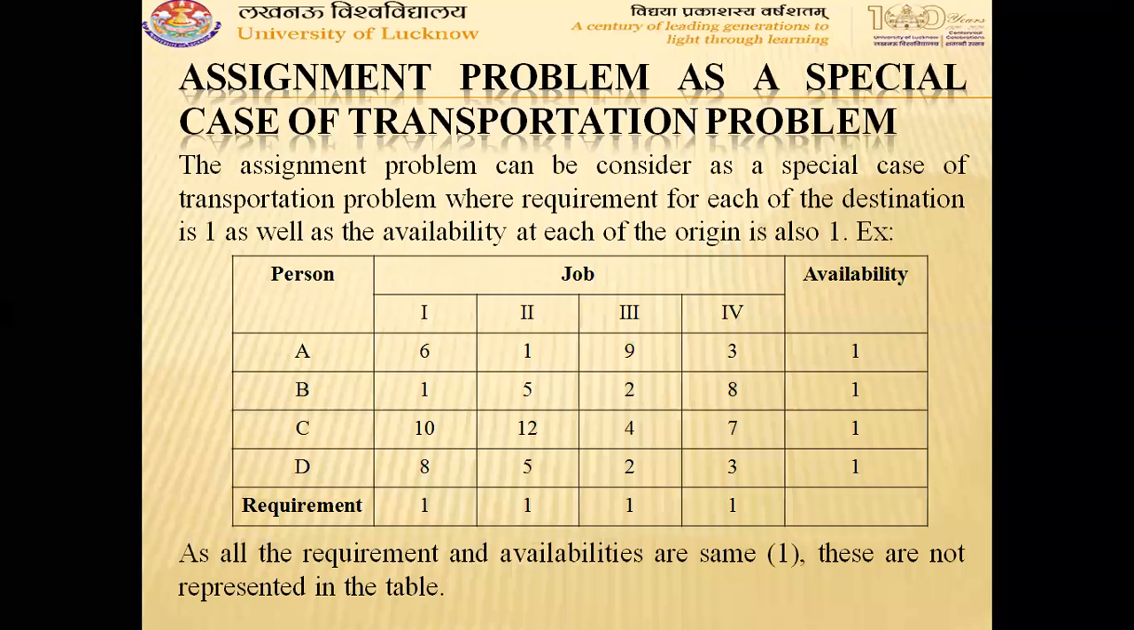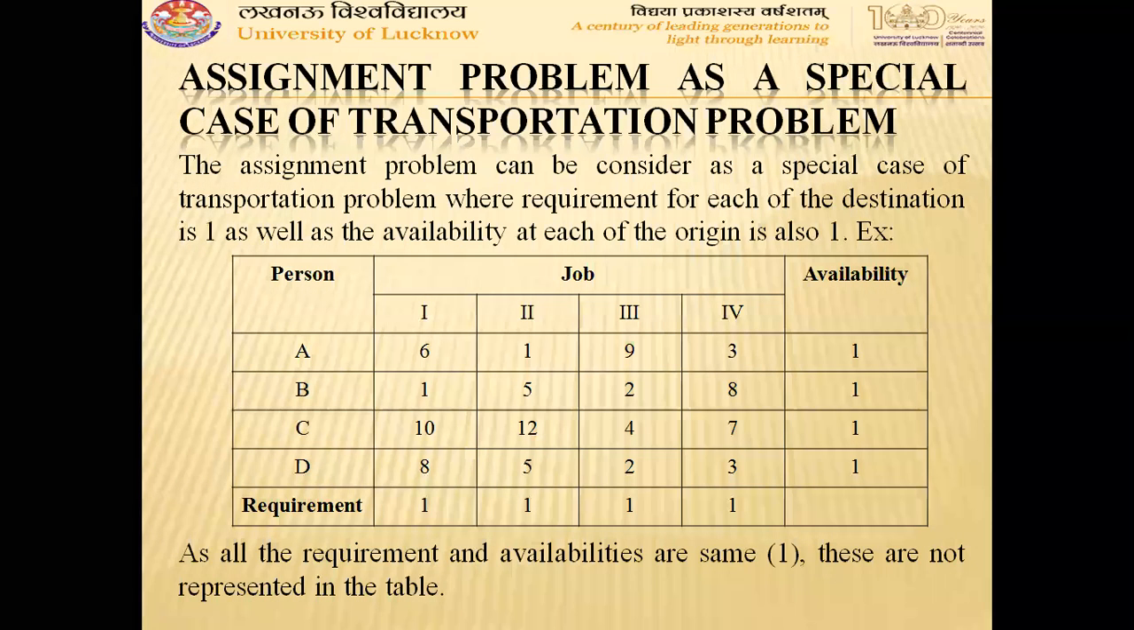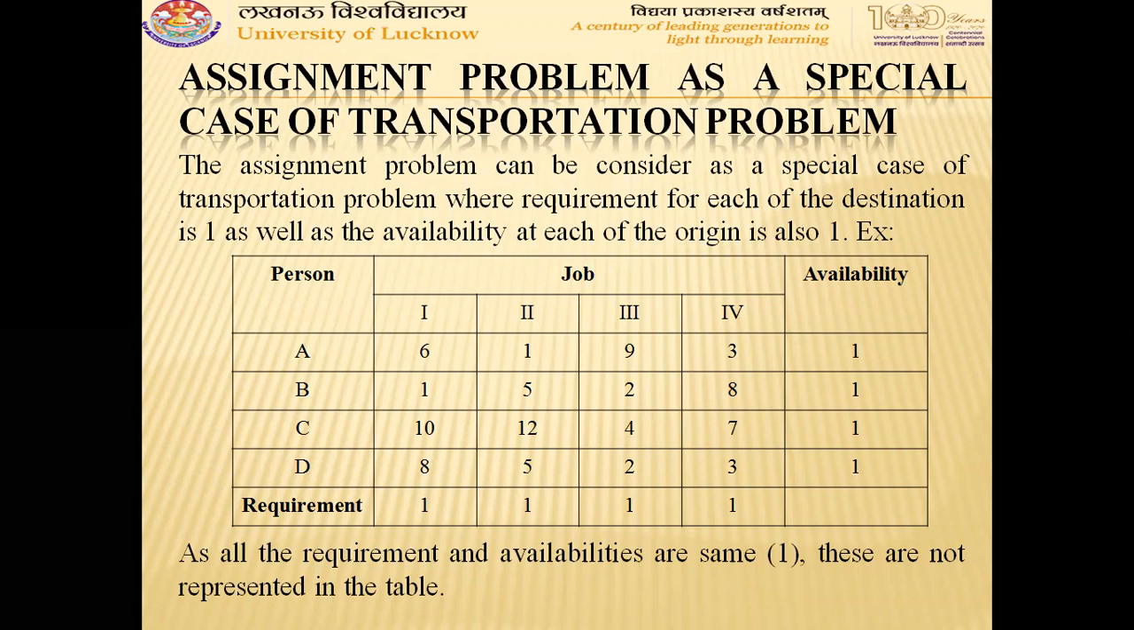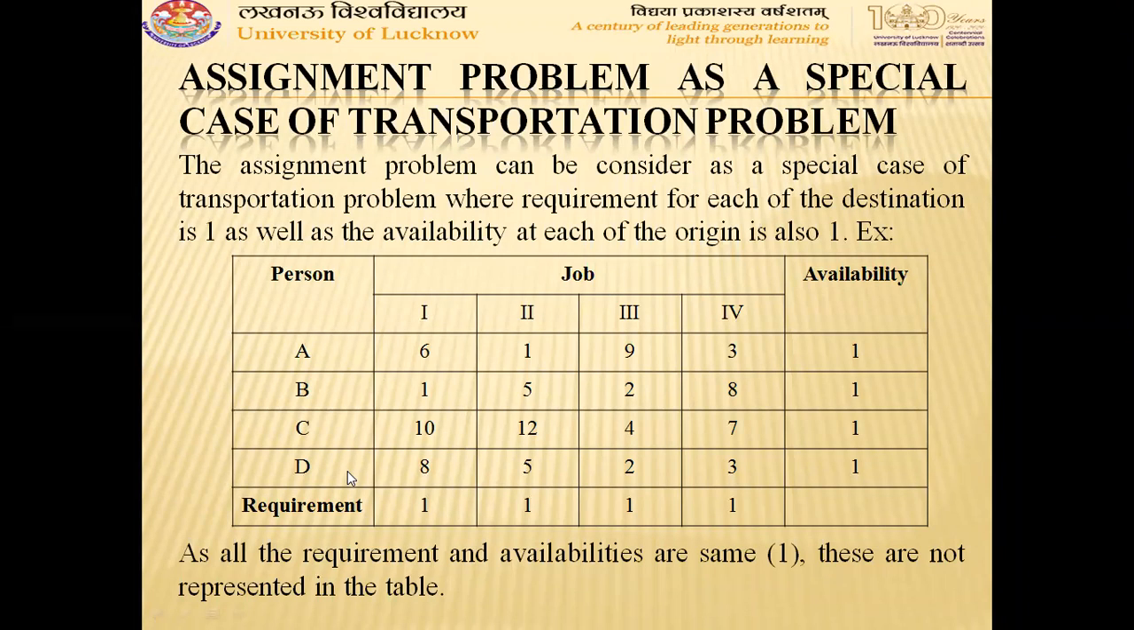The assignment problem can be considered as a special case of the transportation problem where all the rim requirements are one. That means the availability at each origin is one, as well as the demand or requirement at each destination is also one, so that we can represent the assignment problem as a transportation problem using this type of transportation table. Here you can see four persons are available, A, B, C, and D, and the jobs that should be performed are 1, 2, 3, and 4. That is four persons and four jobs.